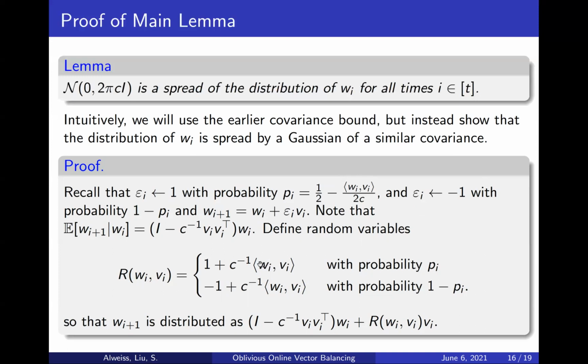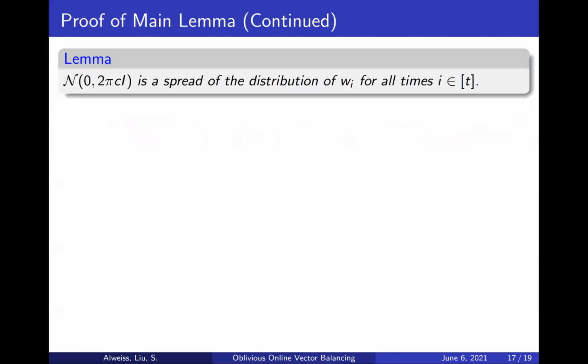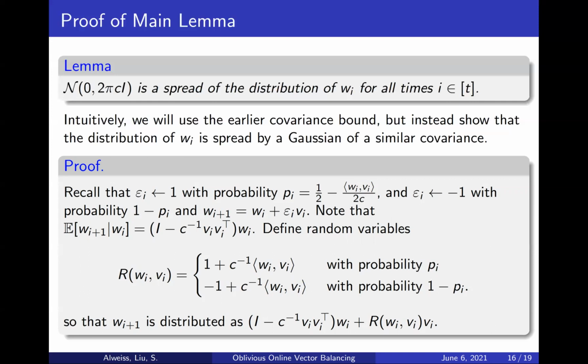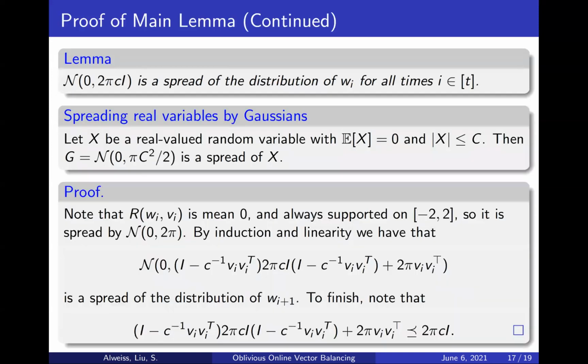Now note that if the algorithm hasn't failed, w_i v_i by definition is going to have bounded inner product. So r is a bounded random variable. In particular, it's always bounded by 2. And furthermore, you can check that by definition, it's going to be mean 0. So it's mean 0 and is always supported on minus 2, 2. Well, then we have this fact that you can spread this to some Gaussian. So that term you can spread to some Gaussian. Furthermore, using induction, you know that w_i is spread by N(0, 2πC_i).